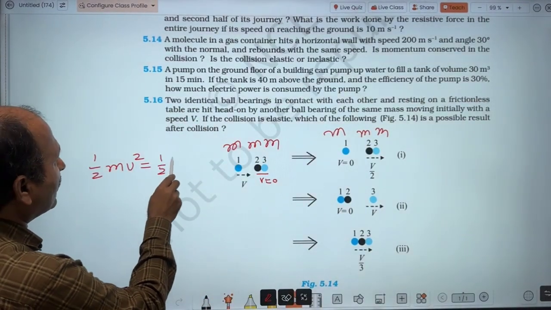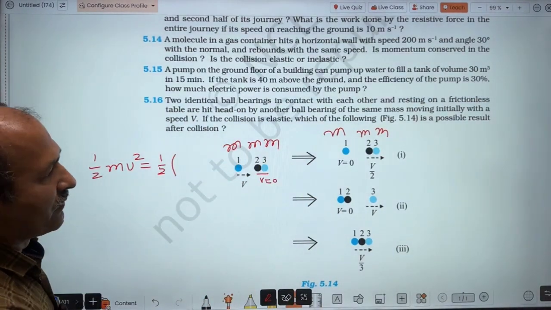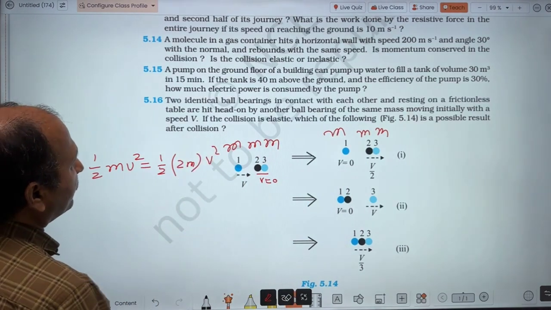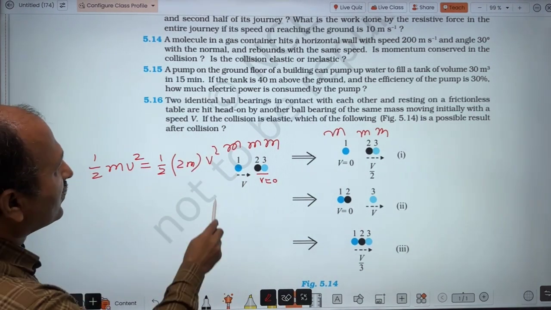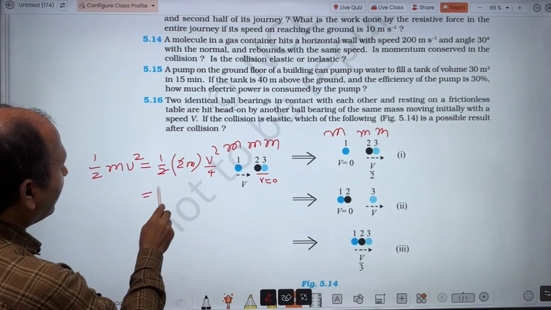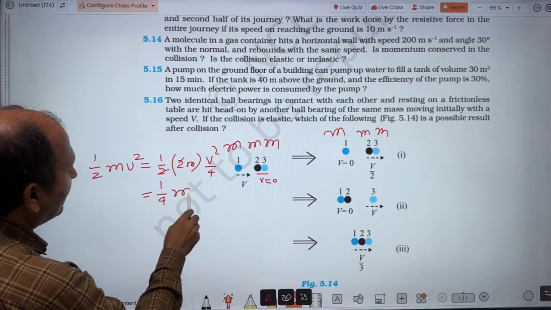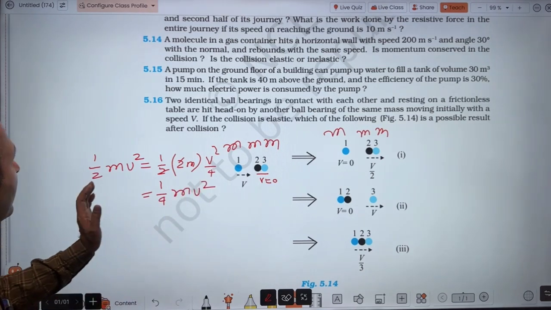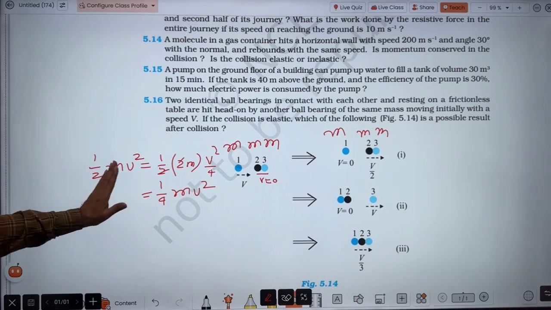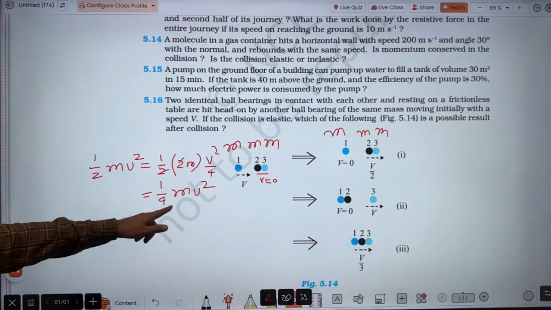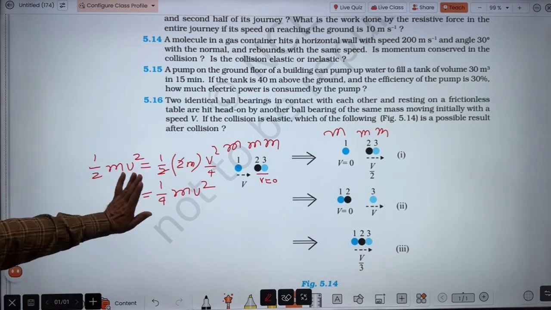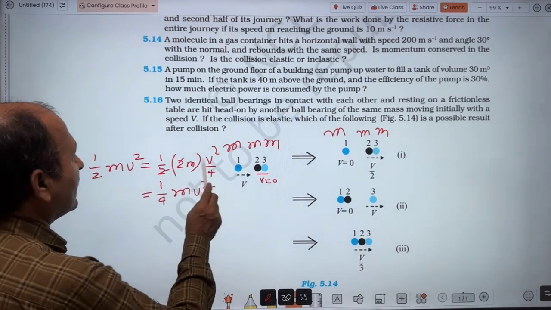So 1 by 2, mass of the two bodies, so that will be 2m times velocity square. Velocity is v by 2, so v square by 4. Let's simplify. So what we have got? 1 by 4 mv square. Obviously, initial energy is half mv square, and here final kinetic energy is 1 by 4 mv square. So kinetic energy is not conserved. So the first one is inelastic.